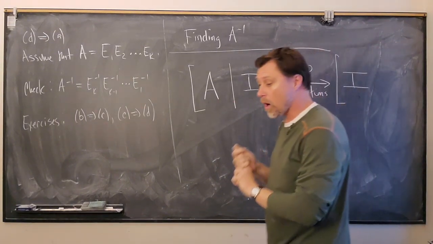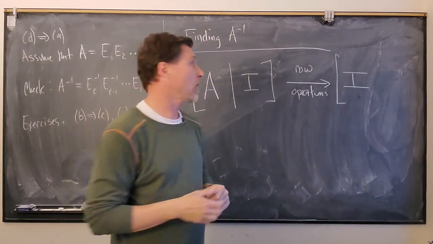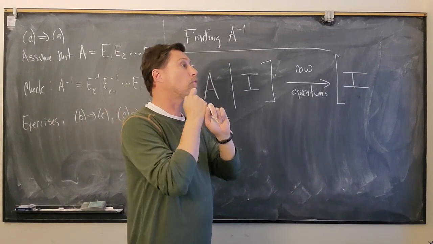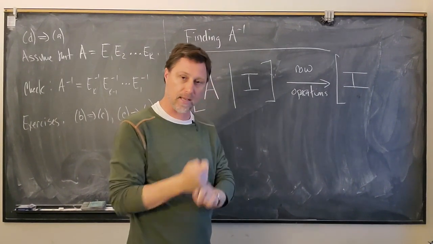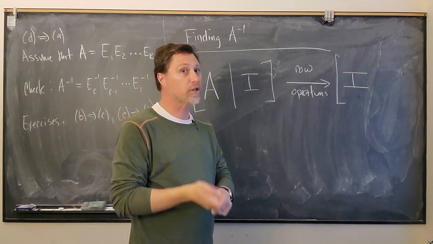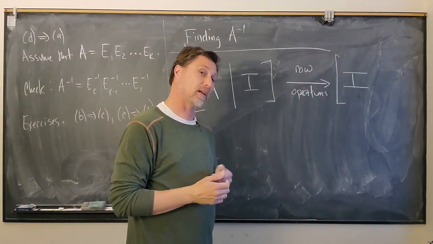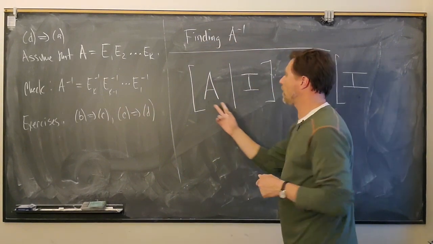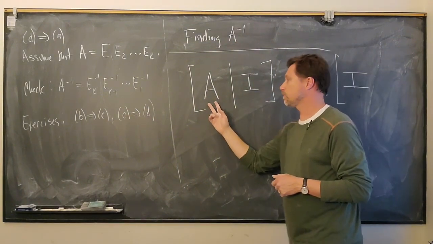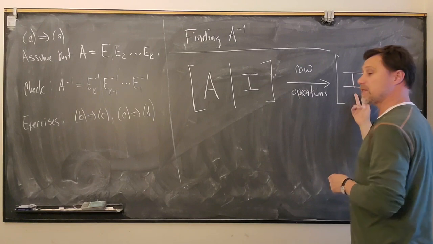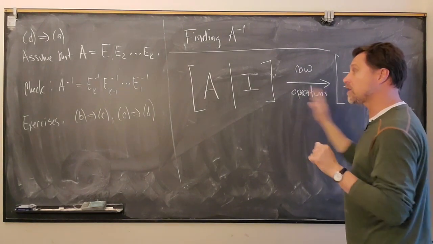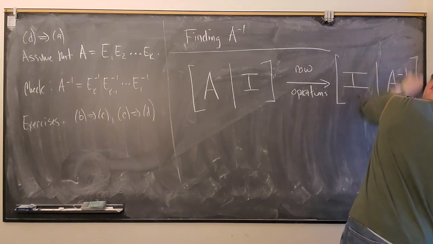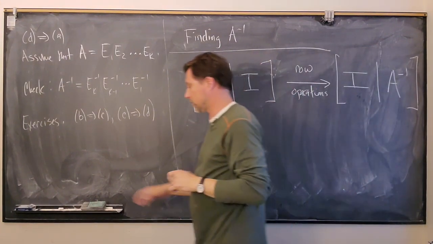If you remember, one of the parts of our theorem that we had a minute ago, A is invertible if and only if it is row equivalent to the identity matrix. The reduced row echelon form of A is equal to the identity matrix. So we do row operations. On the left-hand side, if we can get it to the identity, on the right-hand side, we will be looking at A inverse.